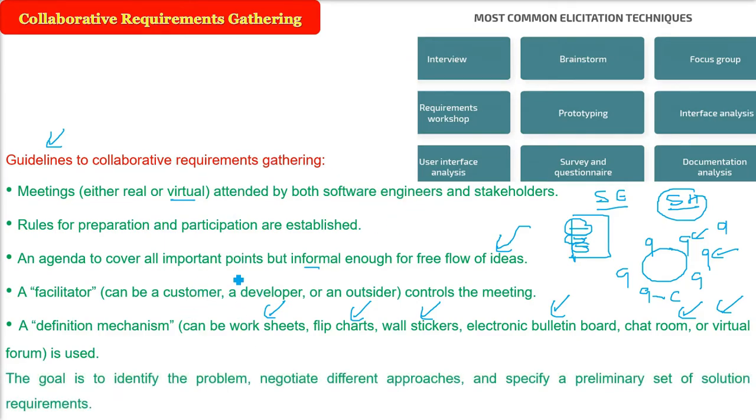What is the idea of this meeting? The goal is to first identify the problem this software is going to solve, or what exactly the problem the users have. Then we negotiate certain approaches: this is correct, this is incorrect, we have to follow this, no, we don't have to follow this. And finally, we have to have a preliminary set of solution requirements. That is, these are the requirements users have, and the software team also understands that these are the requirements I have to implement.